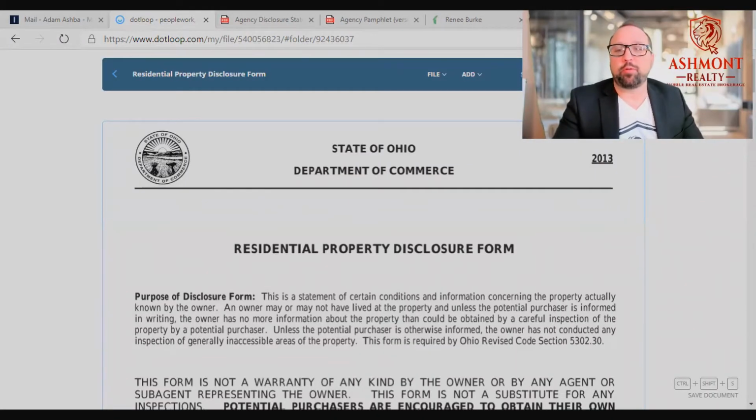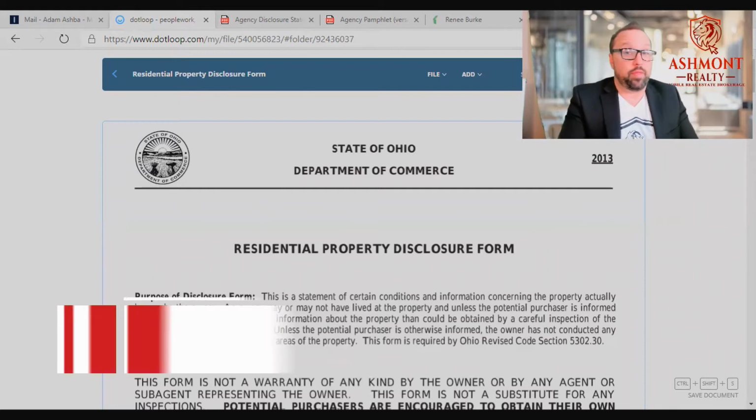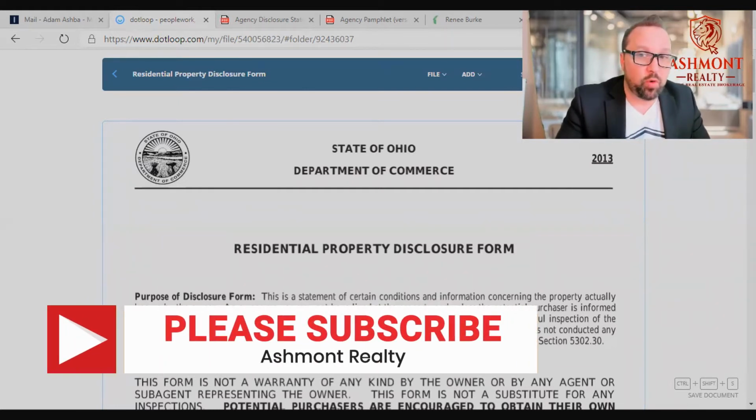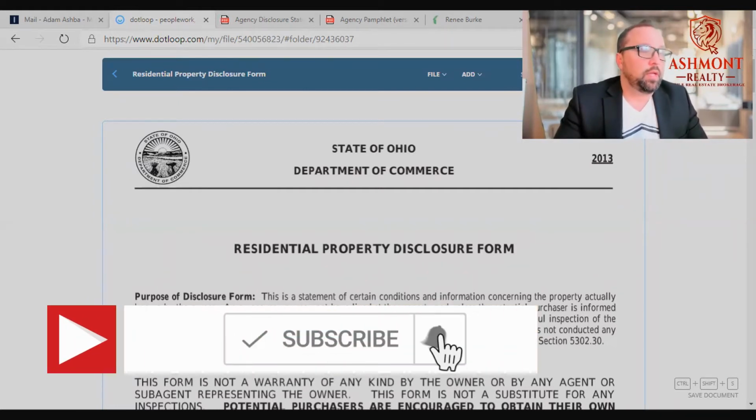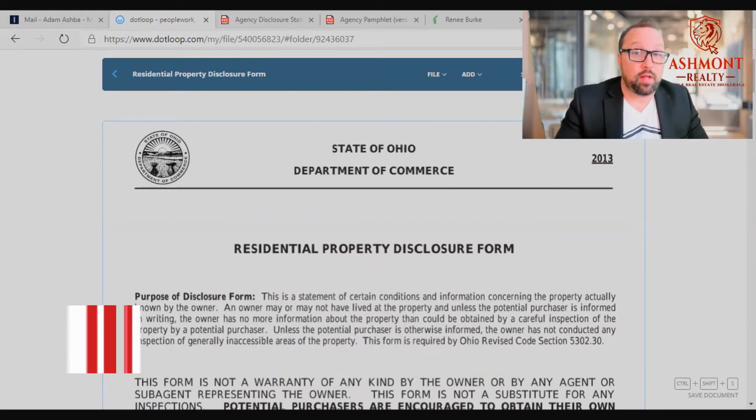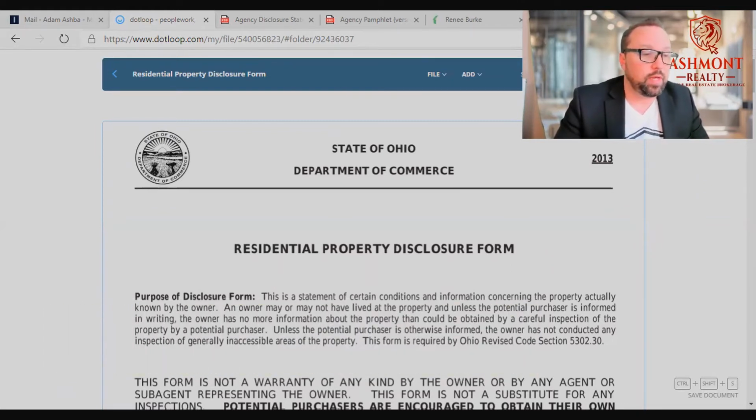Residential Property Disclosure Form, aka RPD. What is it? Let's go ahead and dive right into it. This is a form that is required by the state of Ohio. It is not optional. It is not something that the seller doesn't have to do. It is required. It doesn't matter if they're selling it for sale by owner or by an agent. Now, what this form is, it basically does exactly like its title. It discloses the property details, okay?